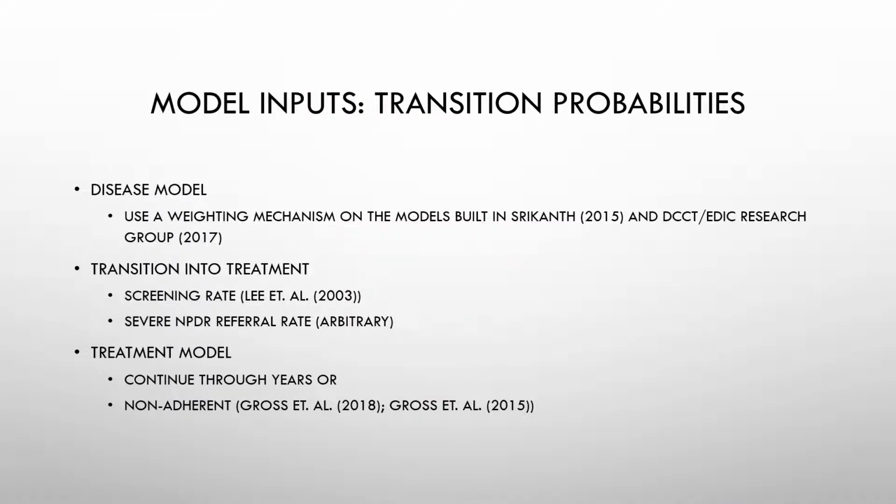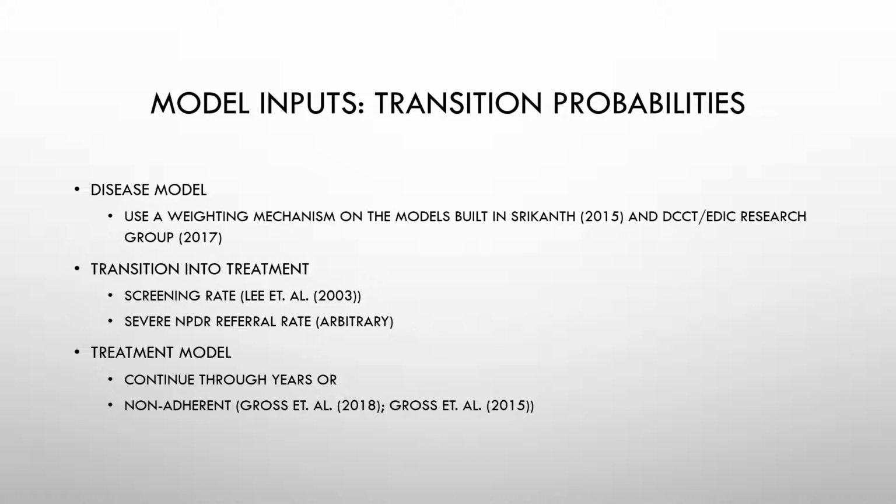The next thing to consider is the transition probabilities that govern movement between the different states. For the disease model, two papers were used. There is Srikanth 2015 and the DCCT EDIC Research Group 2017. And there's two different data sets, and they were combined by using a weighting mechanism and basically multiplying Srikanth by about 0.25 and then the other one by 0.75, the probabilities in each of these papers to come together and define the probabilities from these two data sets with all the states provided.